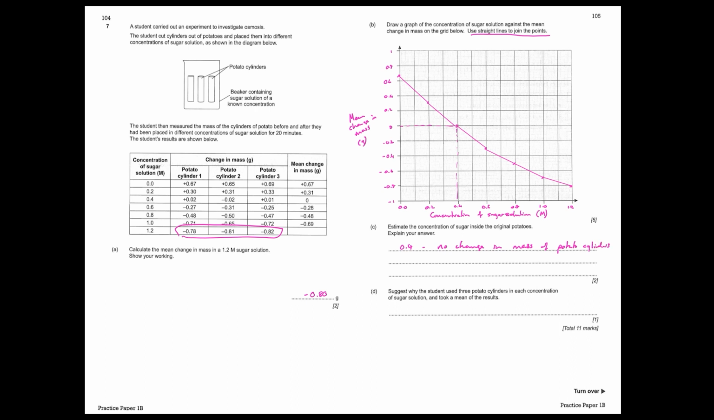Okay, suggest why the student used 3 potato cylinders in each concentration of sugar solution and took a mean of the results. This is repetition of an experiment, and repetition is about reliability. So this makes the results more reliable. There we go. That's question 7.